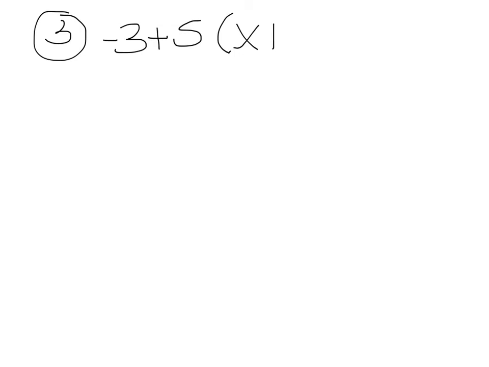In the third box on your worksheet, write negative 3 plus 5 parentheses x plus 6 close parentheses equals 37. Hit pause and work it out on your own.